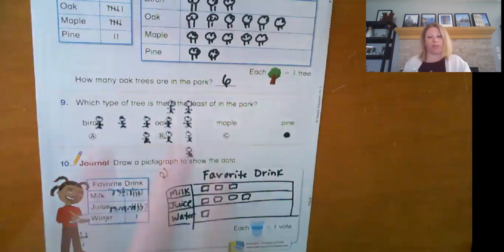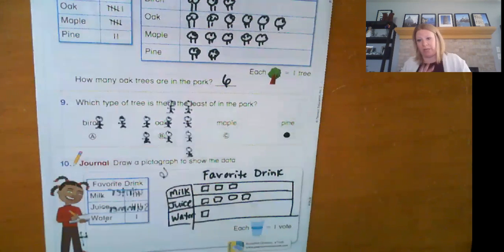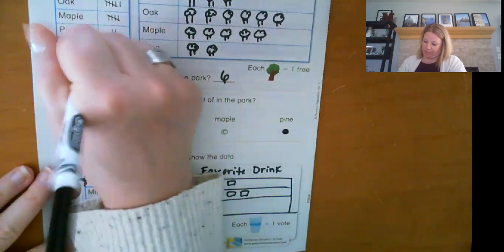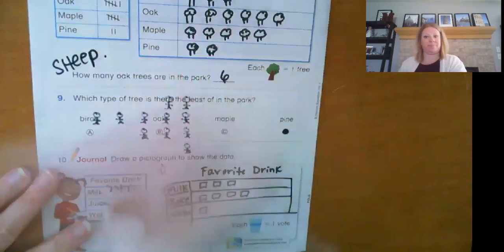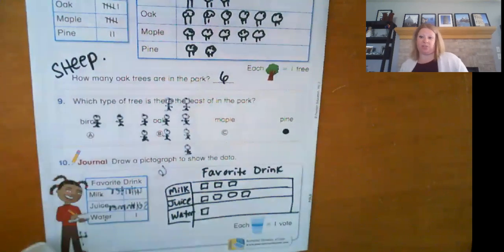Okay, so now that you're done with this, go ahead and do the worksheet. It should be easy peasy for you again. And you know what? Since my trees look like sheep, I think that's a good code word. Sheep. Put that on top of your paper for an extra point.